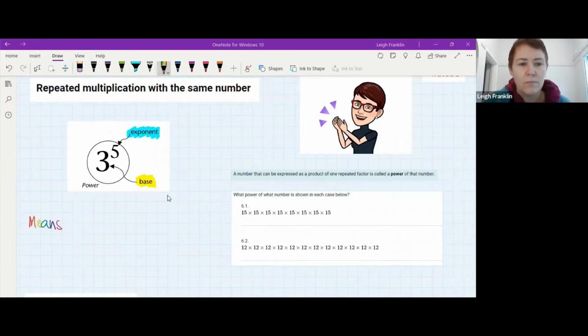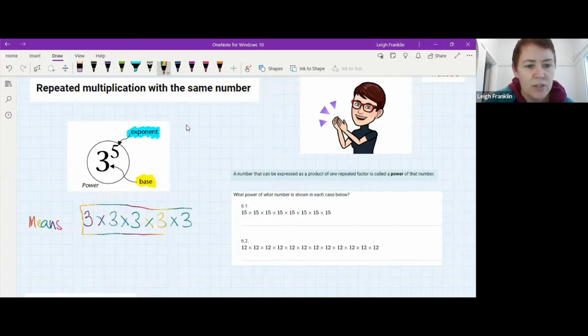itself 5 times. Okay. So in other words, it means I've got to take the number 3 and multiply it by itself, and by itself again, and then by itself one more time, and by itself one more time. That's what it means. So here you can see that exponential notation is repeated multiplication with the same number. In this case, 3 is being multiplied with itself 5 times.